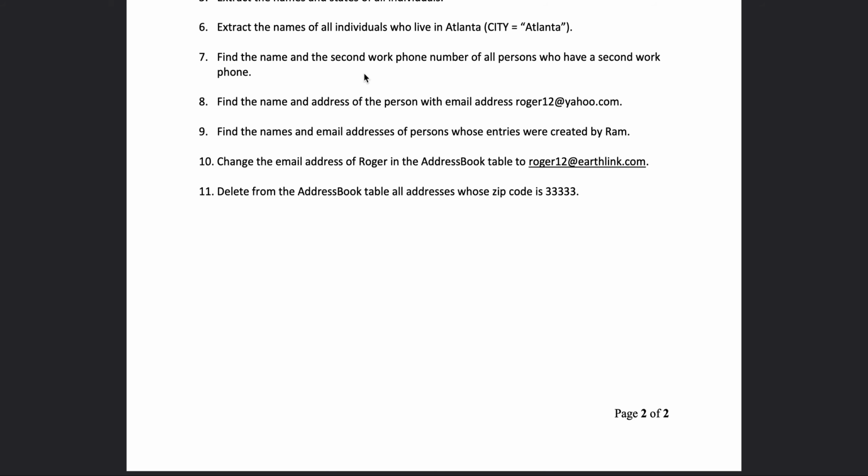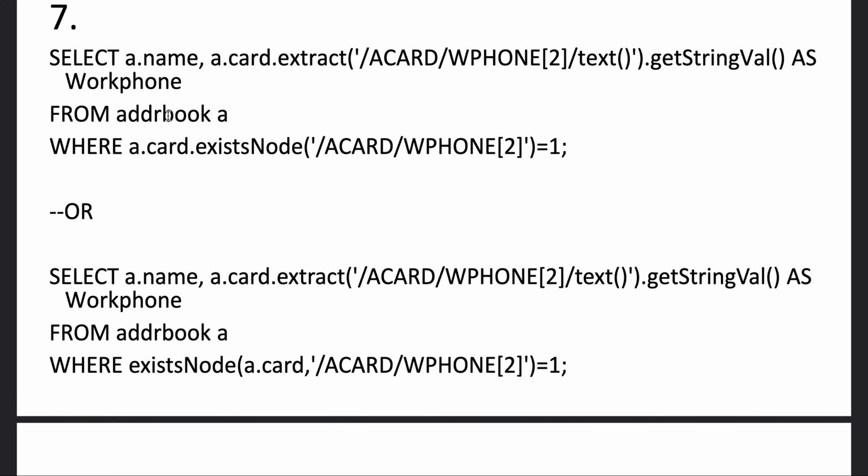Find the name and the second work phone number of all persons who have a second work phone. Let's take a look at the code. Select a.name, a.card.extract, a.card slash wphone2, which is the position we're looking for, slash text, which is the text function, dot getStringVal as work phone from address book A, where a.card existsNode, a card work phone 2 equals 1.